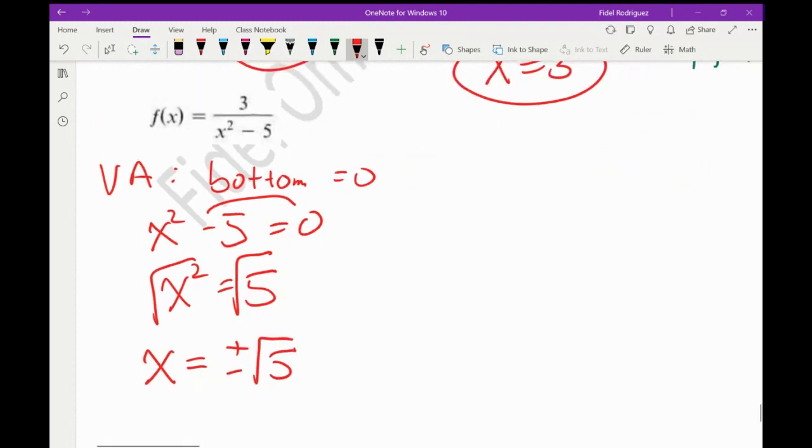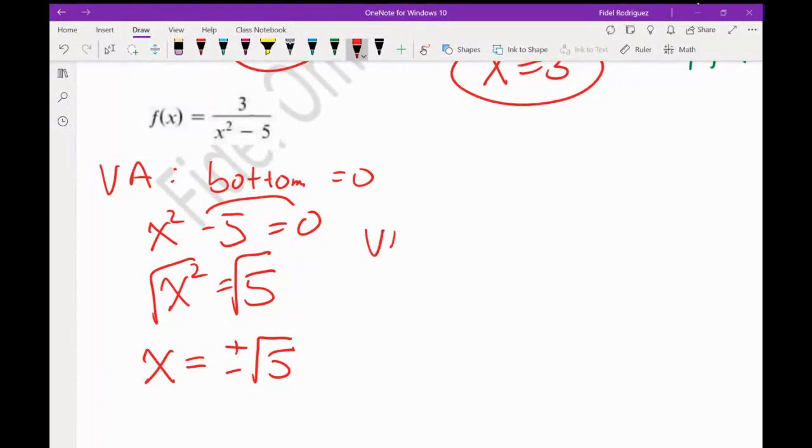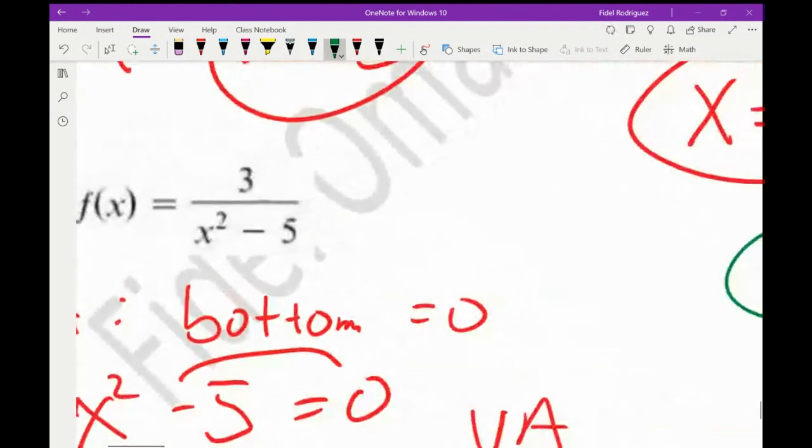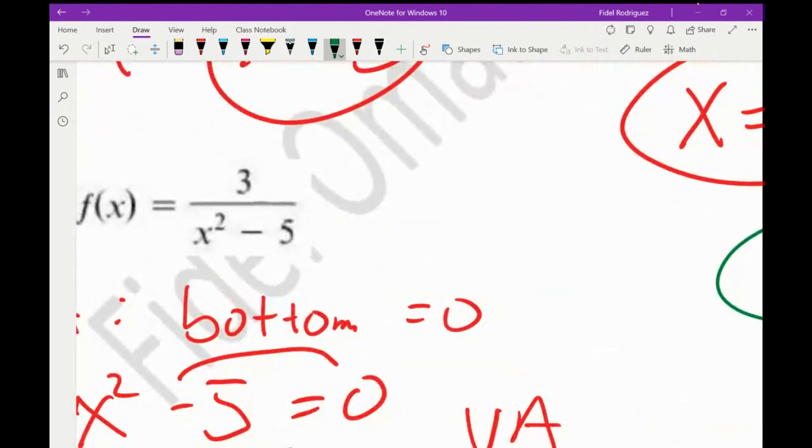So just to point something out here, guys, in this case, my vertical asymptotes, we're going to have 2 of them. One of them is going to be equal to x is equal to the square root of 5, and the other one is going to be x is equal to the negative square root of 5. Okay. Now, just like we did before, we're going to find our horizontal asymptote. Okay. So remember, when I'm going to find my horizontal asymptote, I'm going to look at the degrees of the top and of the bottom.